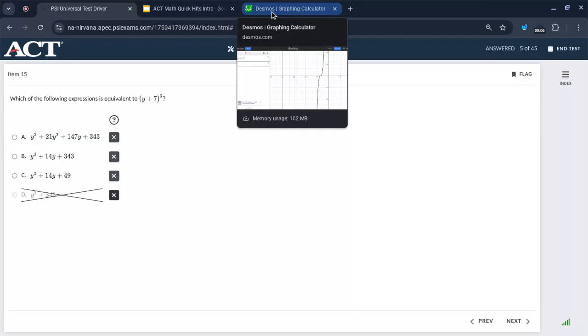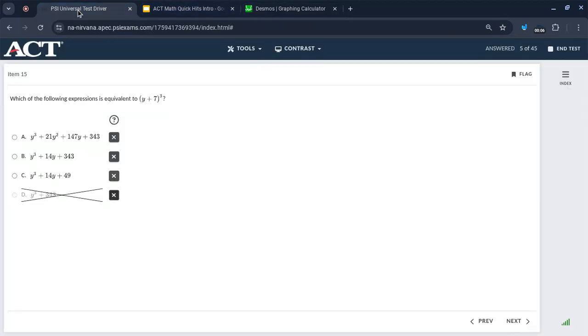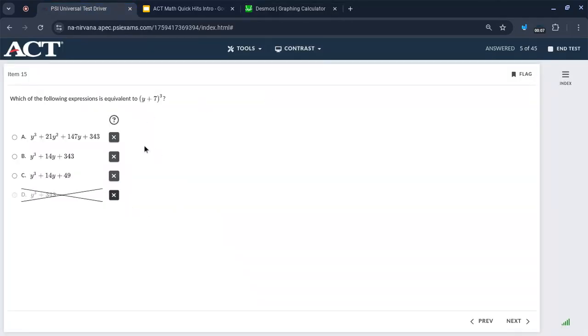That first answer choice is y cubed plus 21 y squared plus 147 y plus 343. Again, I'm going to change it to x, so x cubed plus 21x squared, and I'm going to have to go back and forth because it's kind of long, plus 147x, and then plus, I think it was, 343. If you notice, if I turn off the red, I see the black. If I turn on the red, I only see the red. So these two graphs line up right on top of each other, which tells me that these two expressions are equivalent. I use that strike-through thing, but now I know I'm ready to answer my question. It should be choice A. I'm ready to move on.